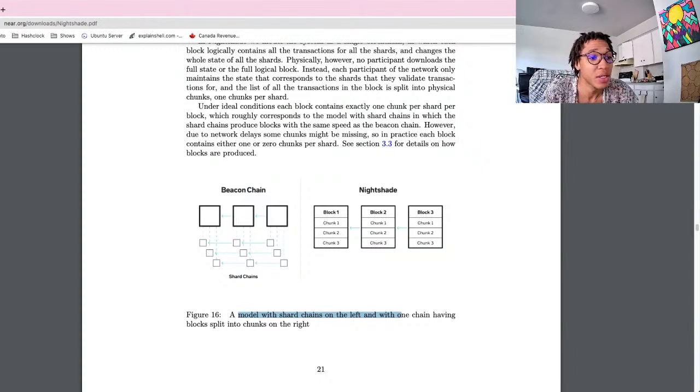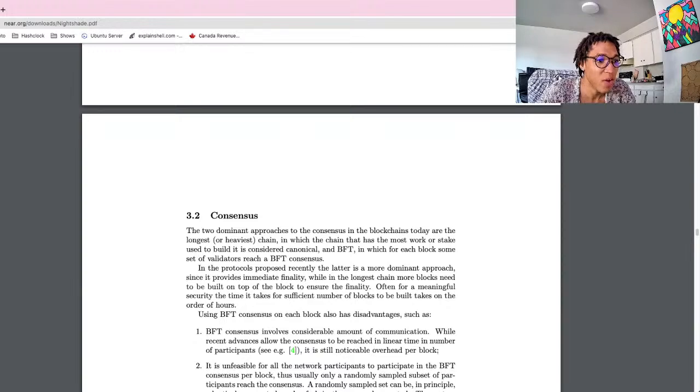Anyways, I guess with Ethereum, you do something more like the beacon chain with shard chains, and all the chains kind of move with a little bit of a different state. With Nightshade, it seems to be a lot more rigid with how that works.